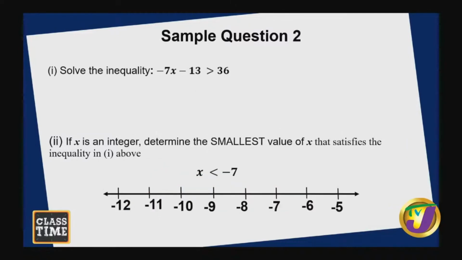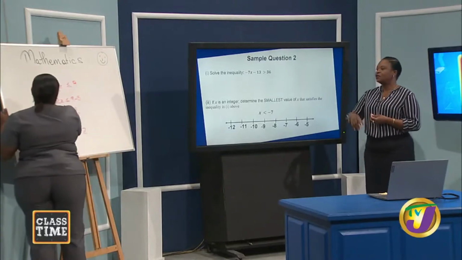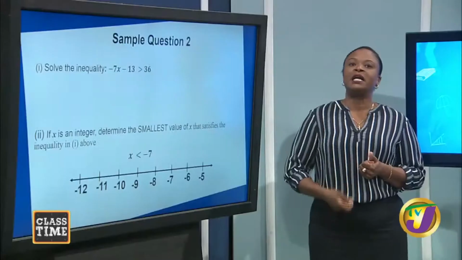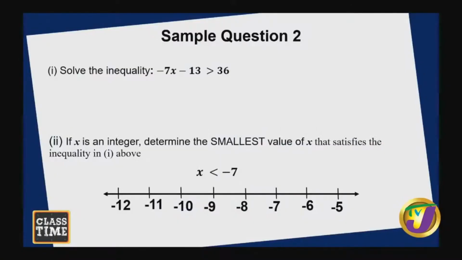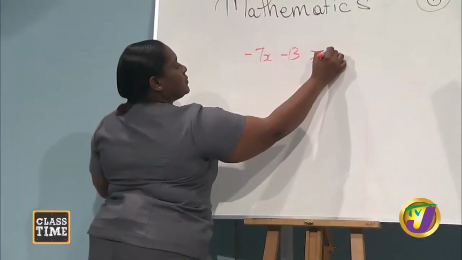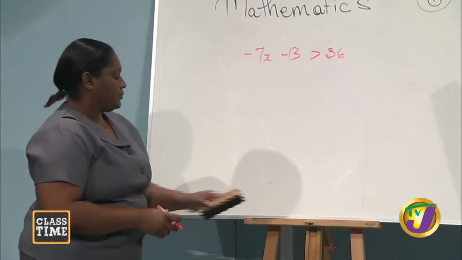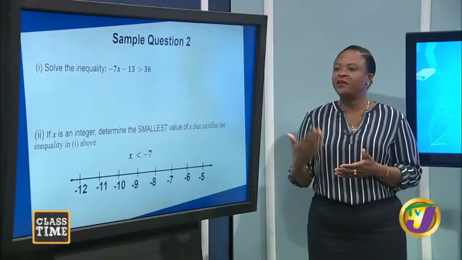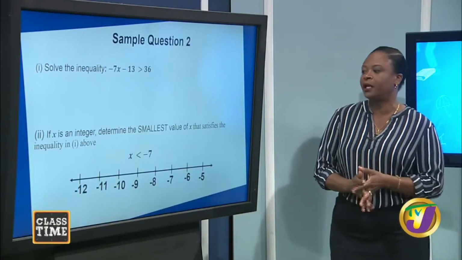Now let us look at another question, similar to the one that we just did. We are solving the inequality negative 7x subtract 13 is greater than 36. From all that we have been doing, we understand and appreciate the meaning of everything that is written here. So it's just us going through, practicing what we have learned earlier.